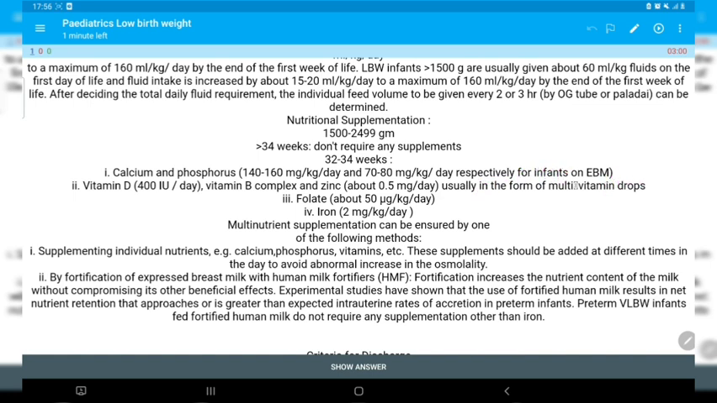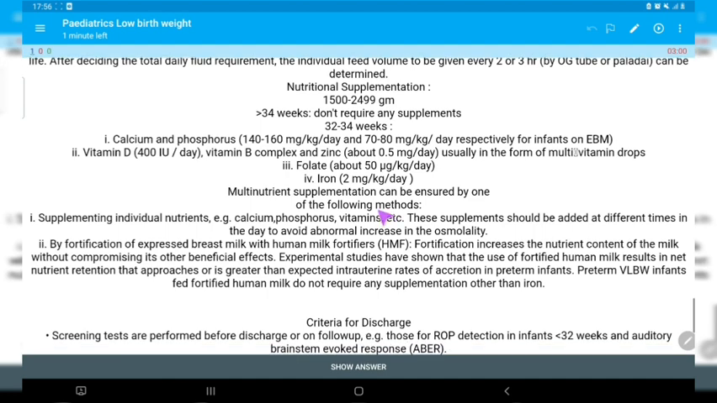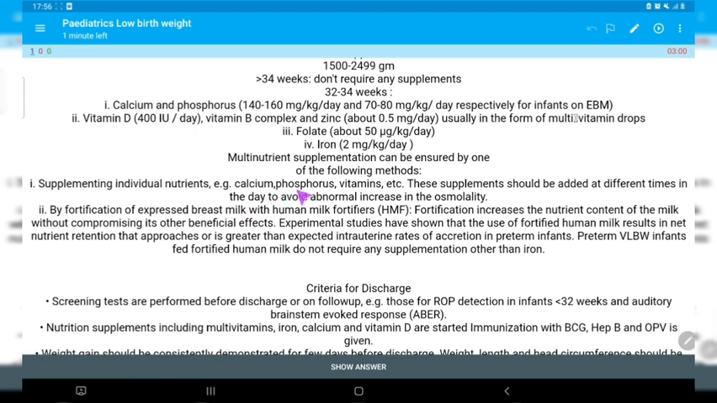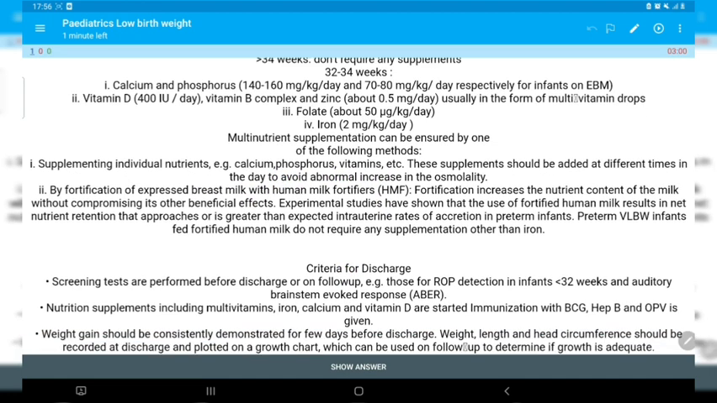exclusive breast milk. Also we can give vitamin D, that is 400 international units per day, vitamin B complex and zinc in the form of multivitamin drops. Folate and iron also we can give, and also multi-nutrient supplementation: calcium, phosphorus, vitamins E and C. Also we can give the nutrients with the help of fortification.